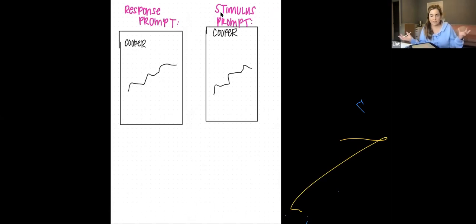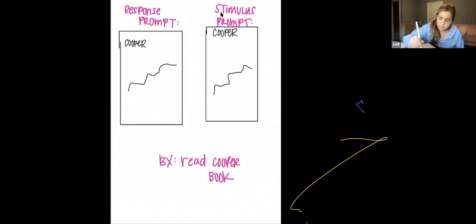So we have 2 of the exact same Cooper books here. I know they're not the same size in this image, but they should be. Okay, we have 2 of the same things. And the behavior I want someone to engage in is read Cooper book. Okay, that's the behavior. So a response prompt, what might that look like?